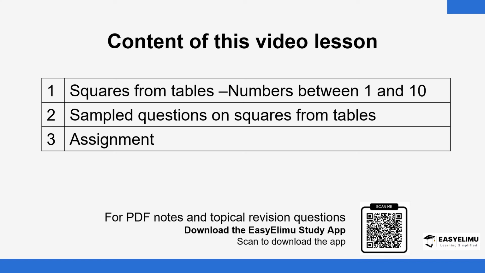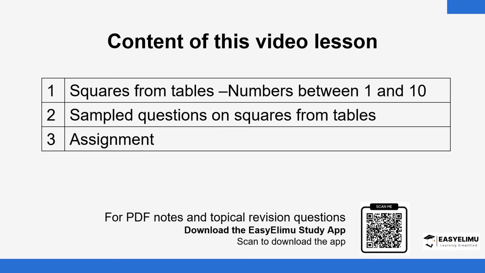So we have a table called squares of tables. And for this lesson, we're going to focus on those numbers that are in between 1 and 10. Remember, we can have numbers between 0 and 1, 1 and 10, and those numbers that are more than 10. So for this lesson, we'll just narrow it down to the numbers that are in between 1 and 10. And of course, we'll go through some few sample questions to help us see how you are able to find the squares of numbers from tables. So how do you do it?